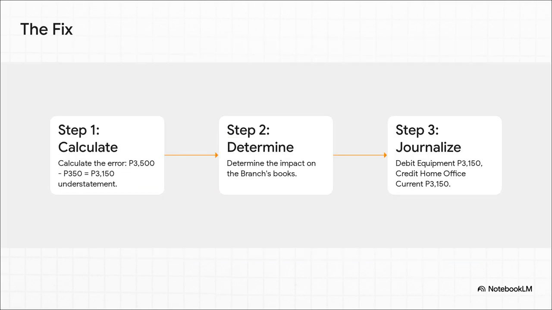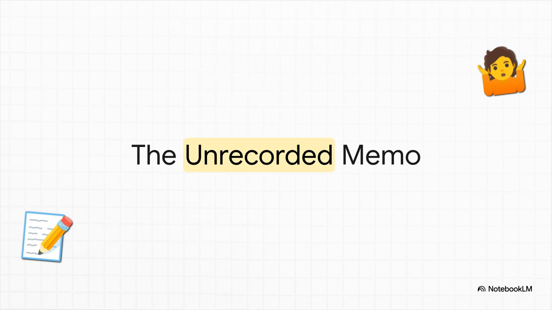First, just do the math. 3,500 minus 350 gives you an understatement of 3,150. Since the branch recorded too little for the asset, we have to increase it. The correcting entry? Just debit equipment for that difference, 3,150, and pop a corresponding credit into home office current. Easy as that.